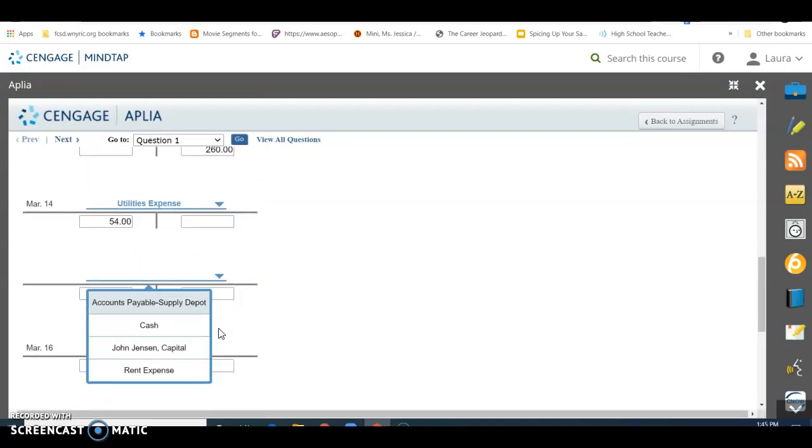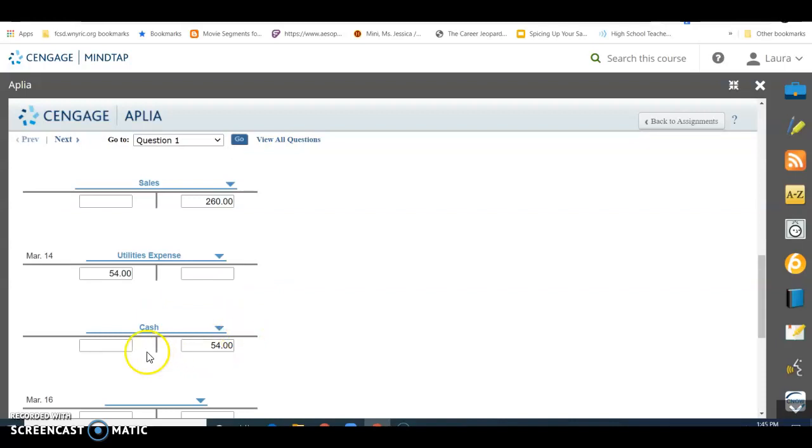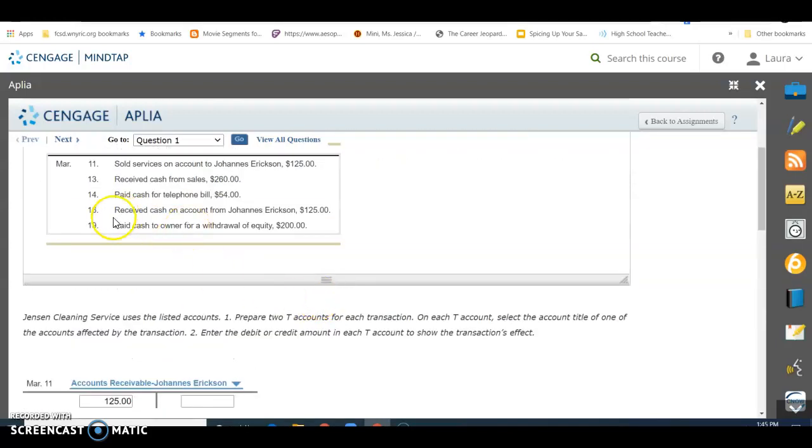And what did we do? We paid cash, so cash is going to decrease. Cash is an asset, it decreases on the credit side for $54. So we always have to have, remember, one debit, one credit. If you think of this in your head, paid cash, you know automatically that cash has to be the credit, so we have to figure out then what would be the debit. So it's kind of problem solving as you go.